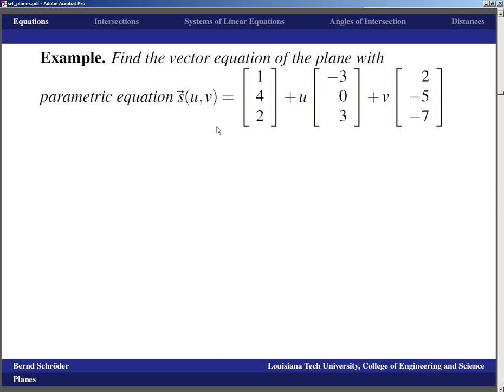And so the next step here would be to take the parametric equation and turn it into a vector equation. Well, how do we do that? Well, we have 2 vectors inside the plane, and we need a vector that is normal to the plane.